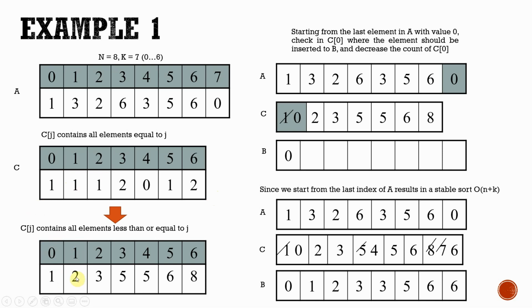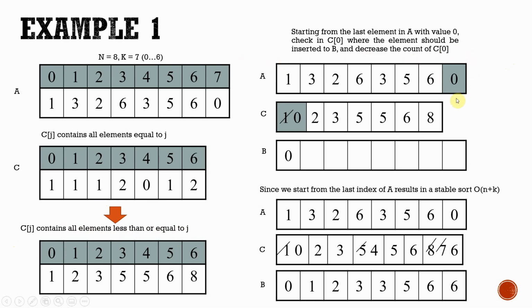Then we only have 1 zero. Then we have 2 elements that are smaller than or equal to 1. We have 2 plus 1, 3. We have 3 elements that are smaller than or equal to 3, plus 2, 5. 5 plus 0, 5. 5 plus 1, 6. 6 plus 2, 8. So in this case the count array contains all elements less than or equal to the index that we have here. And then we start from the end of A and we go backwards.